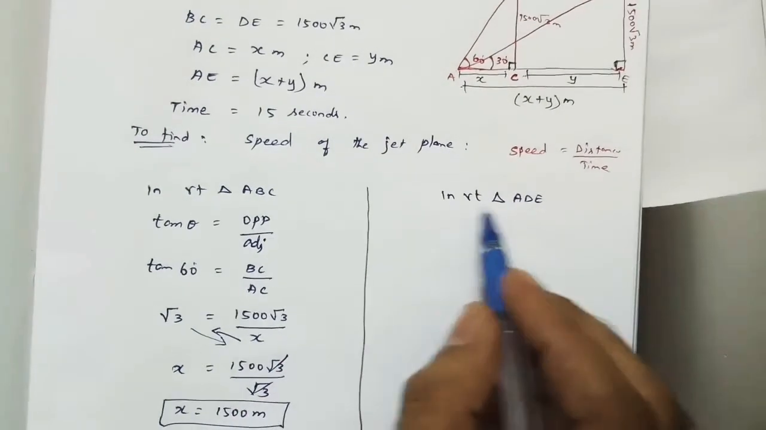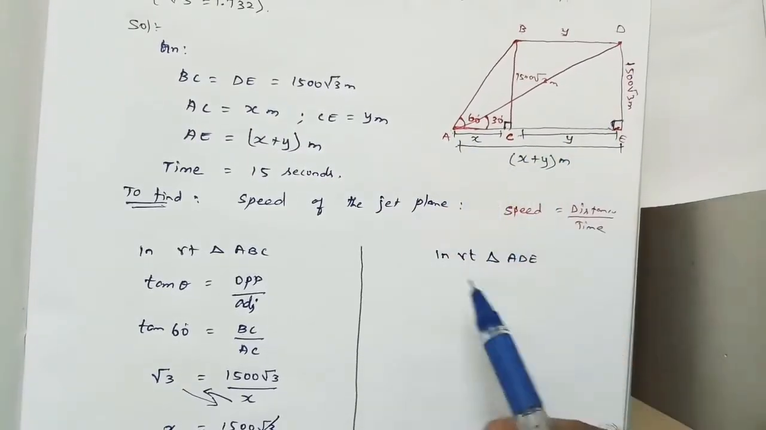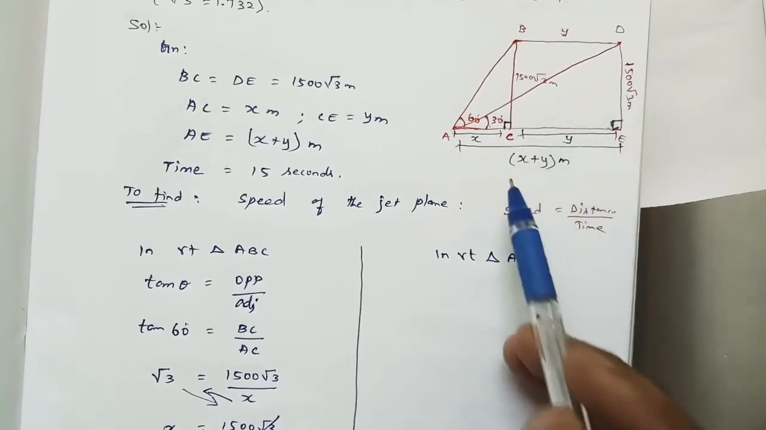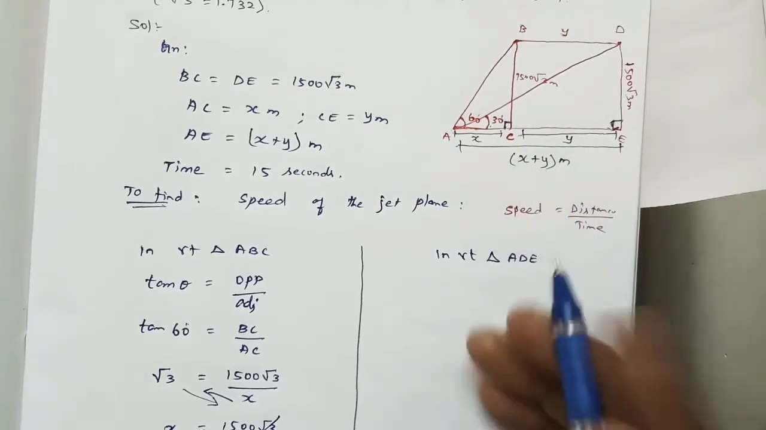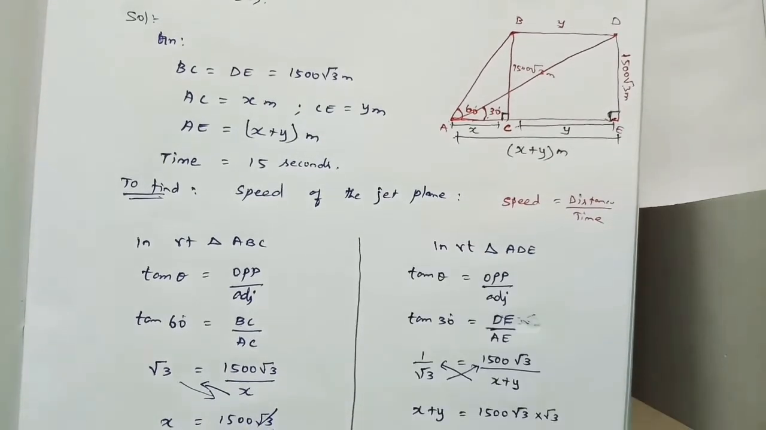Next, taking the right angle triangle ADE. What is the angle of triangle ADE? In right triangle ADE, the angle is 30 degrees, the opposite side is 1500 root 3 meter, and the adjacent side is x plus y meter. So tan theta is equal to opposite side by adjacent side.